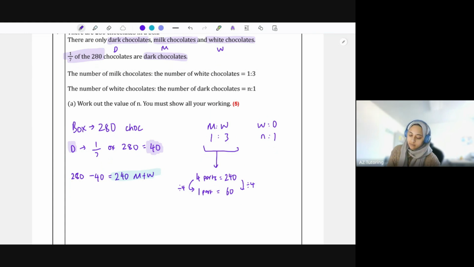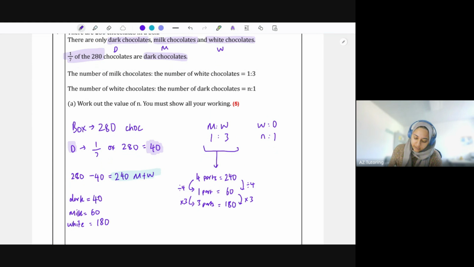So we know the number of milk chocolates now. So I'm going to just write here. So dark is 40. We know milk is 1 part times 60. So it's 60 chocolates for milk. And then for white, it's 3 times 1 part. We need 3 parts for white. So we're timesing by 3. So therefore, I'm going to times this by 3. 60 times 3, well, 6 times 3 is 18, and then add a 0. So 180 are white chocolates.